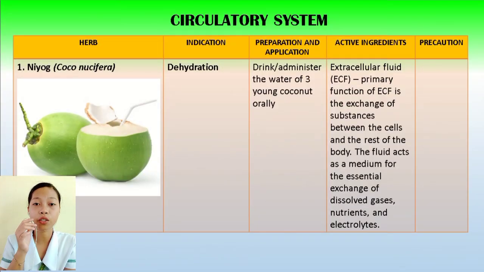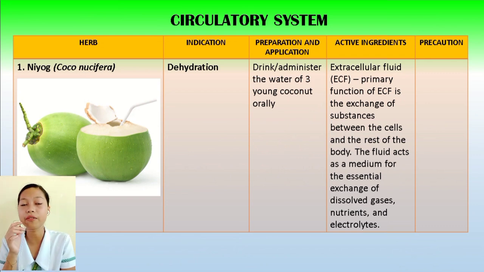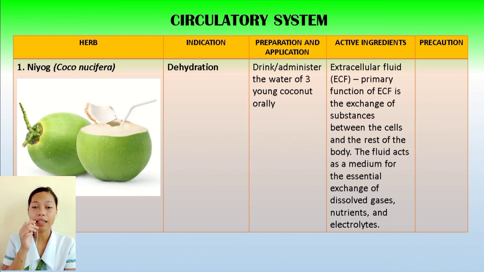Now let's have the herbs used to treat or prevent circulatory diseases. First, we have nyog or Cocos nucifera. It is used to suppress dehydration. Drink or administer the water of 3 young coconut orally. Nyog consists of extracellular fluid whereby its primary function is the exchange of substances between the cells and the rest of the body. The fluid acts as a medium for the essential exchange of dissolved gases, nutrients, and electrolytes.